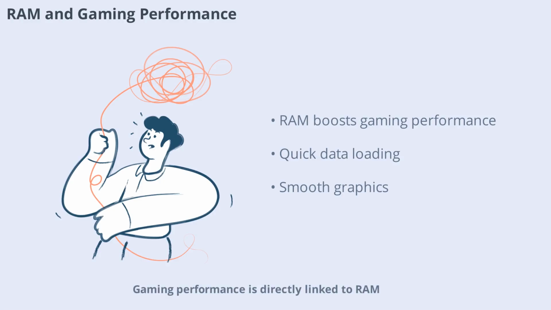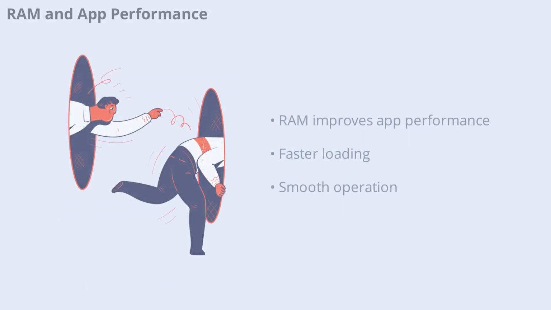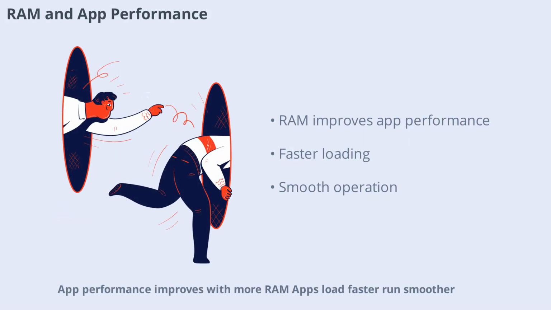Gaming performance is directly linked to RAM. More RAM means your device can load game data quickly, keep graphics smooth, and prevent lag. If you want the best gaming experience, make sure your device has enough RAM to handle your favorite games. App performance improves with more RAM. Apps load faster, run smoother, and are less likely to crash. If you use demanding apps for work or entertainment, having enough RAM is essential for a good experience.